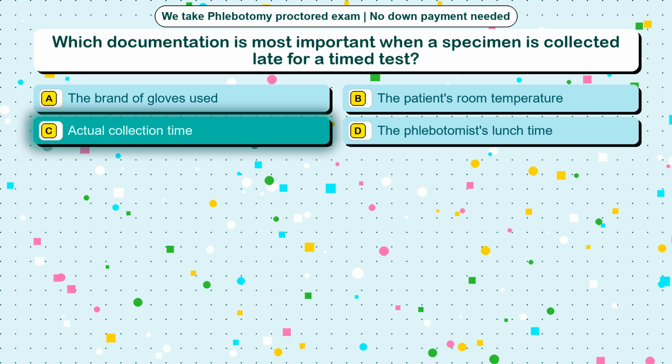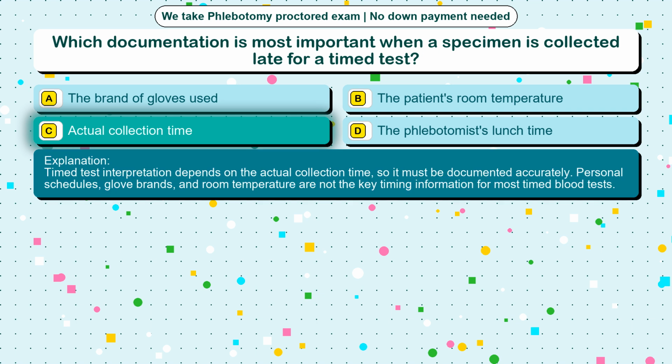The correct answer is option C, actual collection time. Timed test interpretation depends on the actual collection time, so it must be documented accurately. Personal schedules, glove brands, and room temperature are not the key timing information for most timed blood tests.